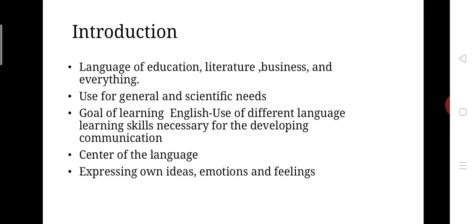What is the next part? Goal of learning English. What are the goals of learning English? You must know it, because before learning this particular module, you should be particular about your use and goal of language learning. Use of different language learning skills necessary for developing communication. What kind of language learning skills you are going to learn in this particular module? Further, we can see it.